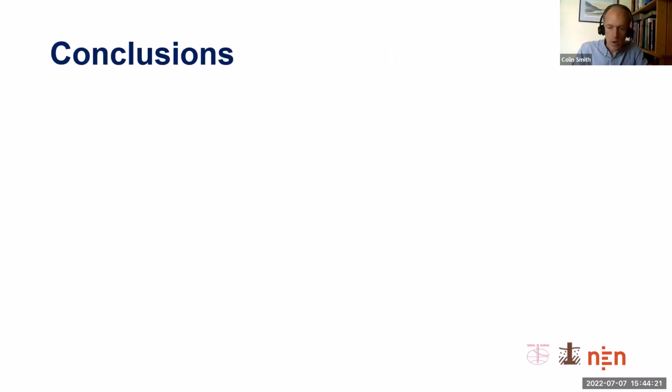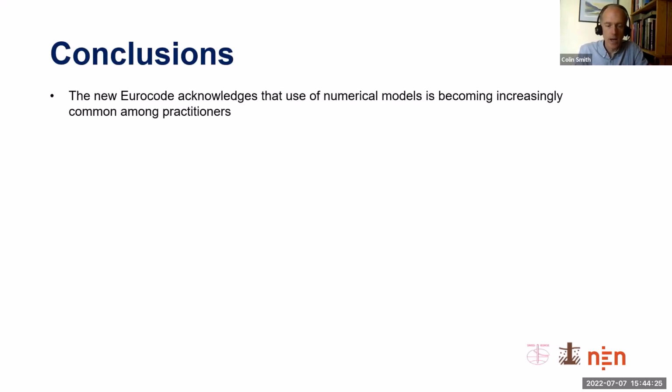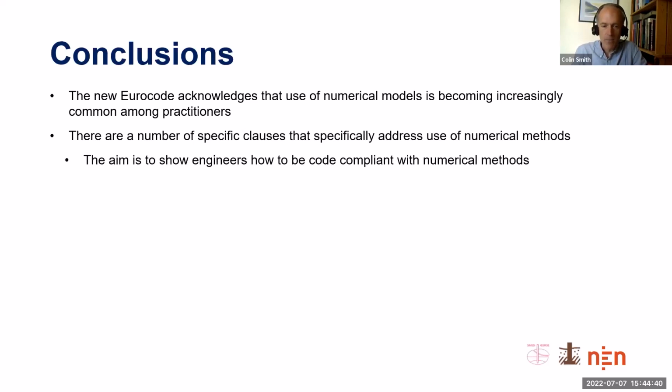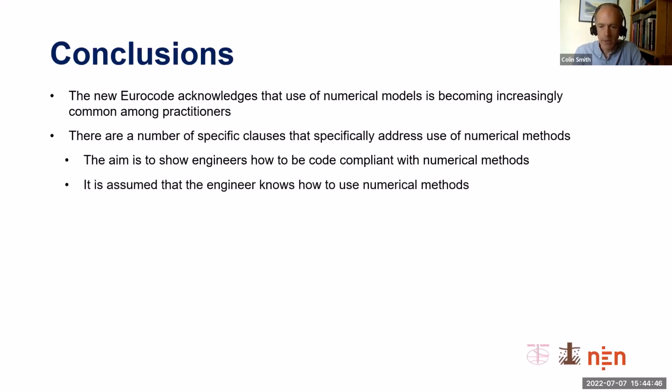So to wrap up my section, just a few conclusions. The new Eurocode acknowledges that the use of numerical models is becoming increasingly common among practitioners. So there are a number of specific clauses that address use of numerical methods. The primary aim is to show engineers how to be code compliant with using numerical methods. But it is assumed that the engineers know how to use the numerical methods that they're employing.